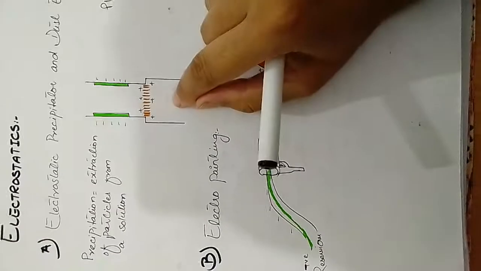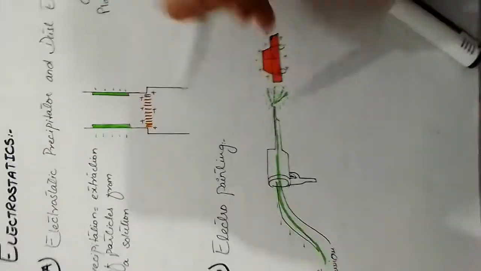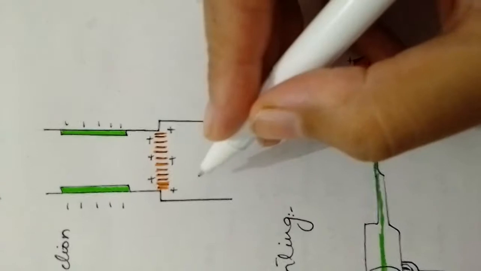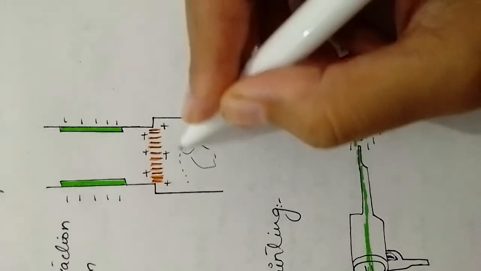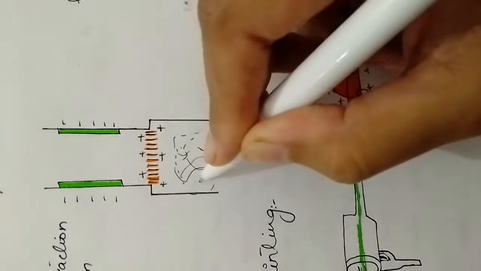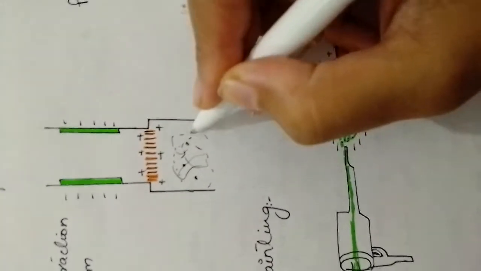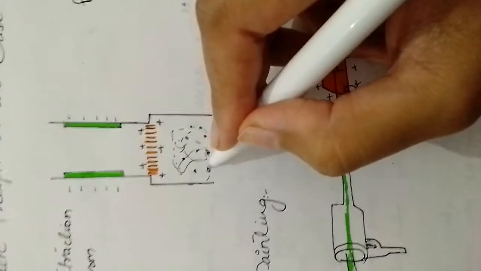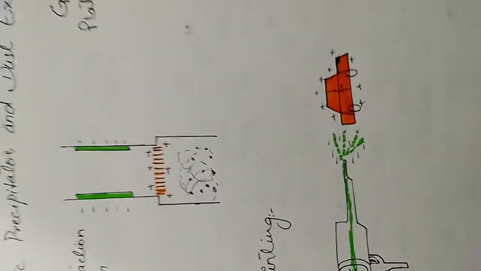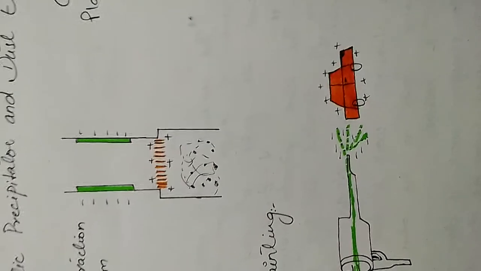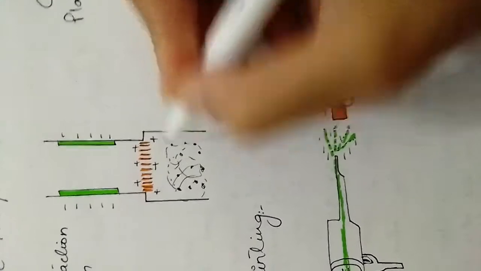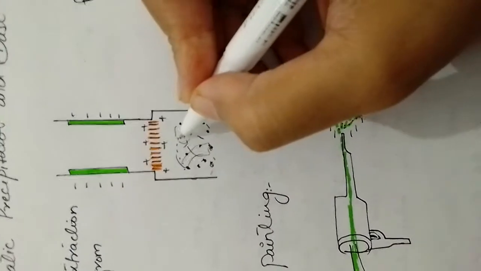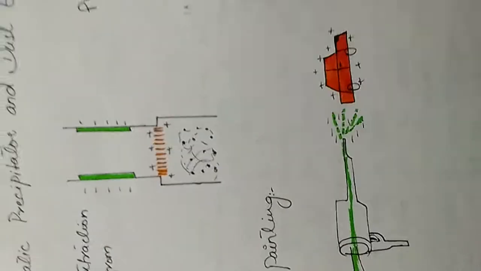To extract the dust from the smoke, let's say here we have loads of smoke, and it has so many dust particles suspended in it. To extract these dust particles, what do we have to do? We can use electrostatics to remove them from the smoke. So how would we do that?